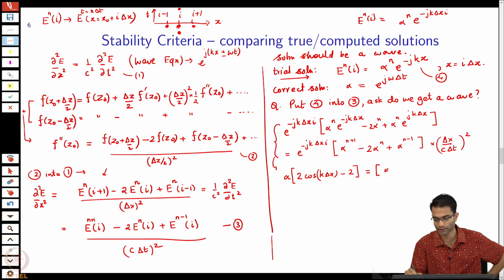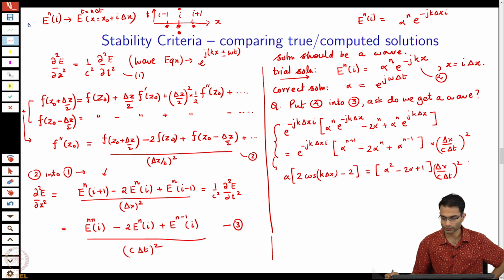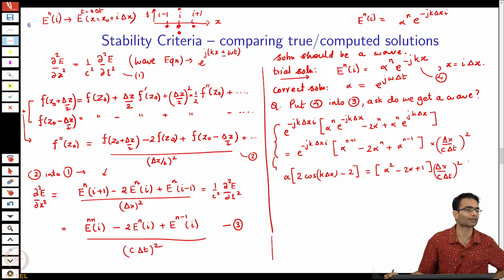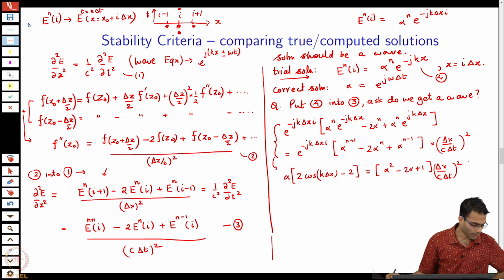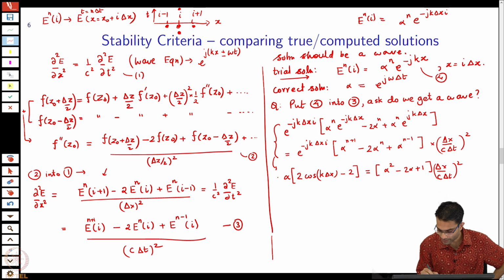So, the first term will be alpha squared minus 2 alpha plus 1 times delta x by c delta t whole square. So, what kind of equation is this in alpha? Alpha is the guy that I am trying to solve for. So, is it a quadratic equation? It is a quadratic equation, right? So, I can further simplify this in the quadratic form.